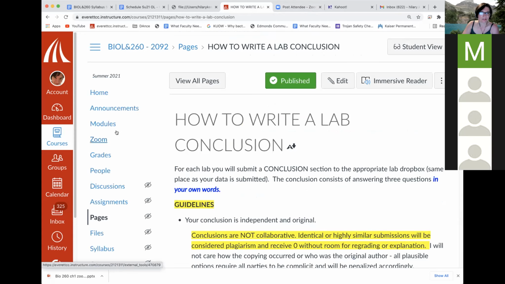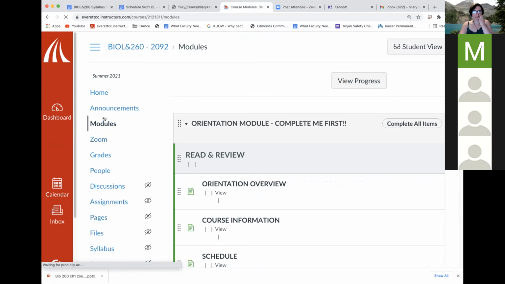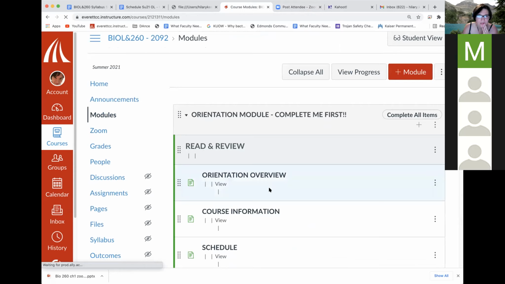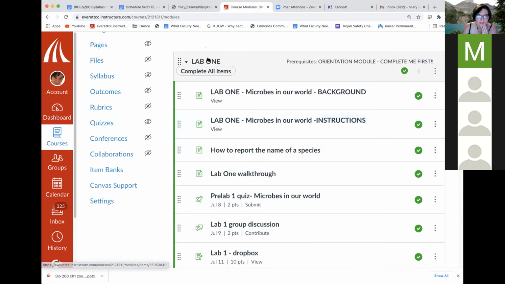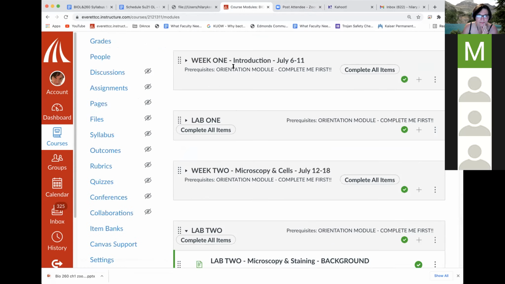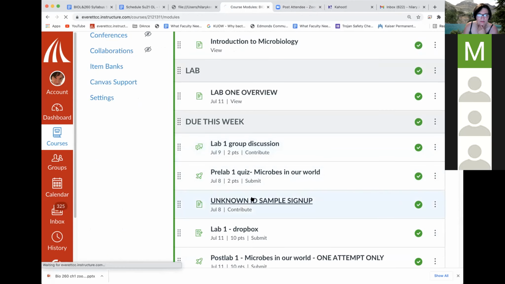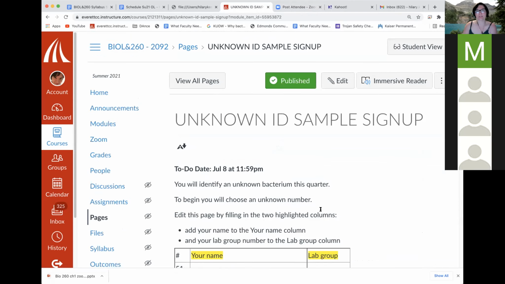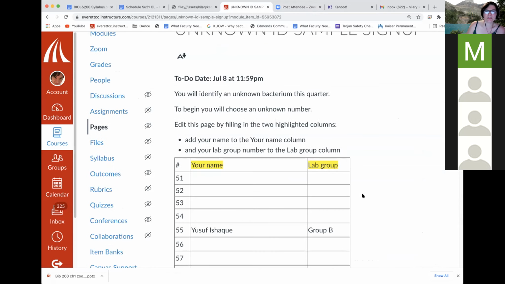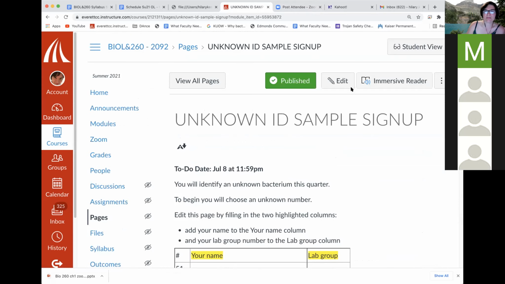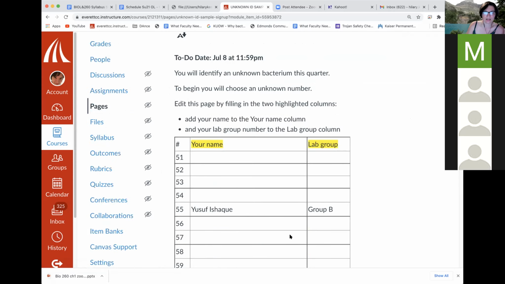All right, last thing I want to show you, and then we'll open up for questions, is in week 1. At the bottom, you'll see this one here. We have an unknown ID project. It's fully virtual, digital. Your first step is just to go to this page, the unknown ID sample sign up. It's a wiki page. Click edit, add your name to one of these unclaimed slots, and then state which lab group you're in.